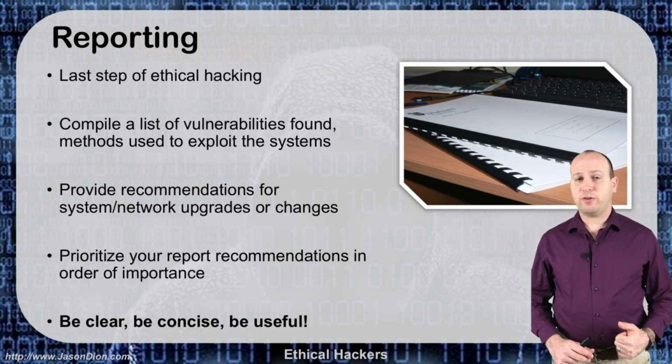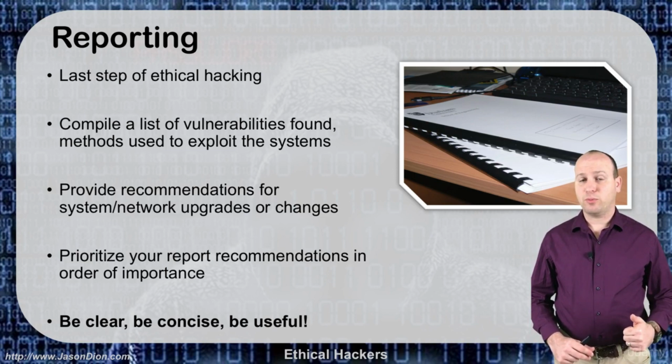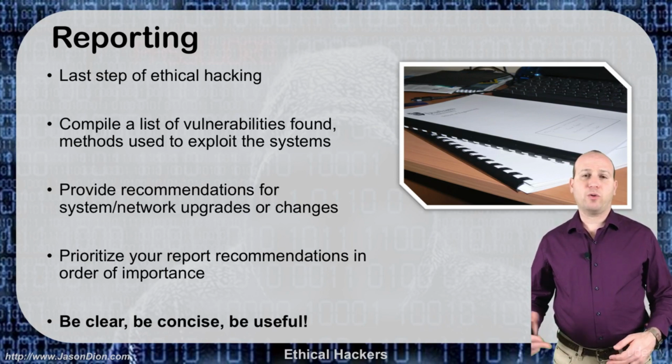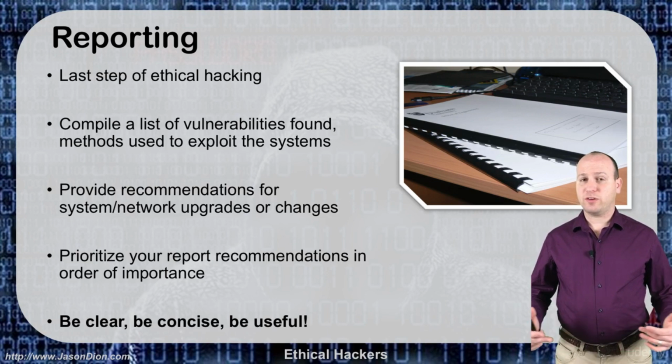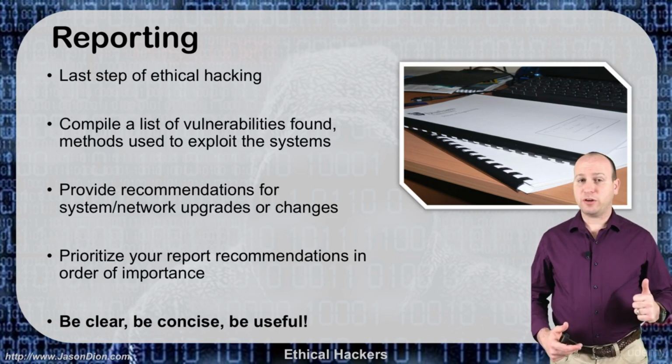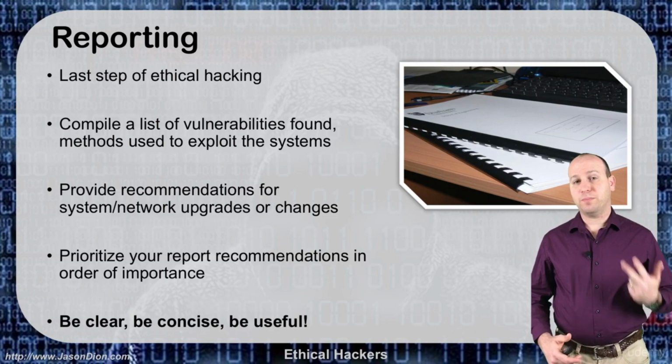So just because you found 15 or 20 different ways of getting in, you need to tell them that this is the most important way. Fix this first because this is a vulnerability I found on 200 of your machines, whereas the other one I might have only found on 1. Now, they're going to want to fix everything eventually, but it helps them when they're trying to figure out where they should spend their money quickest and first to get the most bang for their buck. And remember, your report should be clear, concise, and most importantly, be useful.